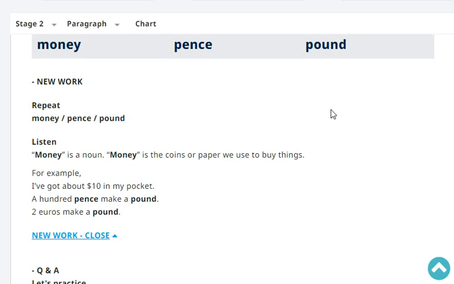100 pence make a pound. 2 euros make a pound. Pound is the currency used in the UK. In Japan, the currency is yen, right?